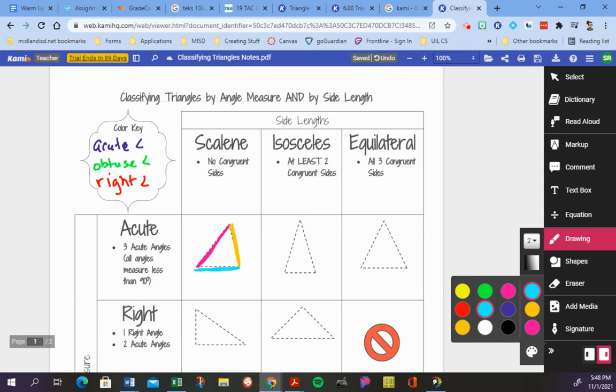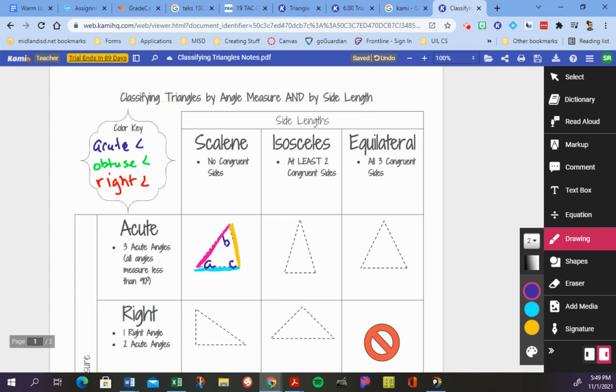Okay? As far as the angles go, they're all acute. So I'll have A, B, and C, and none of those are the same. Sides are different, angles are different. Well, let's stay with acute angles.